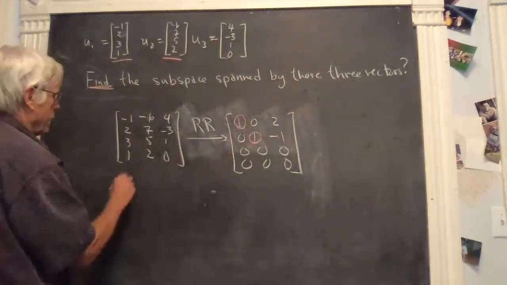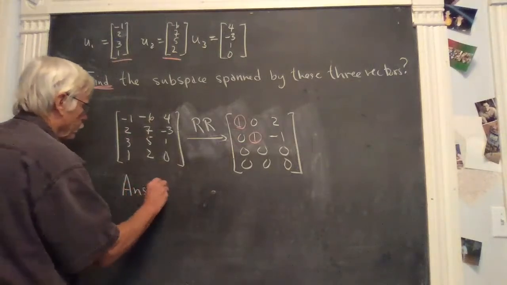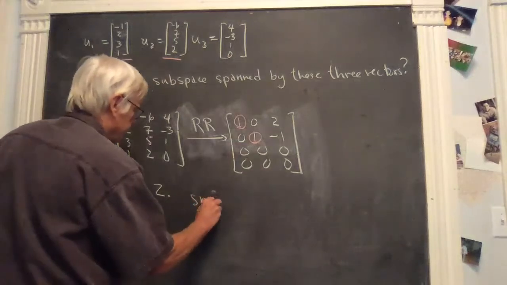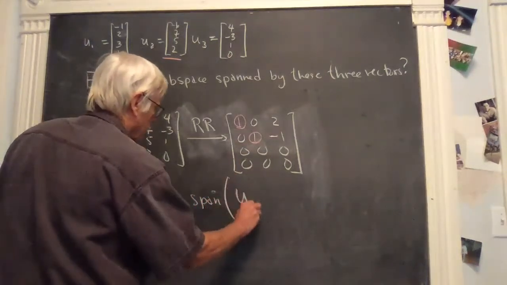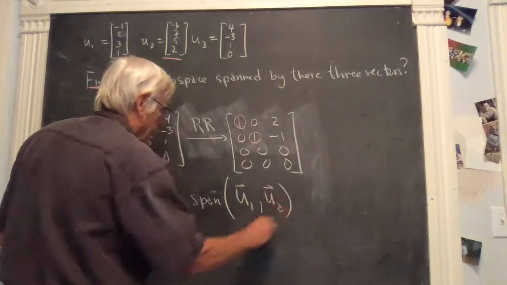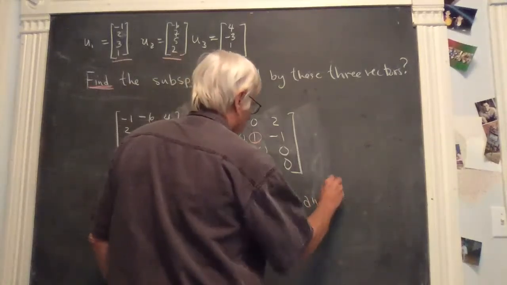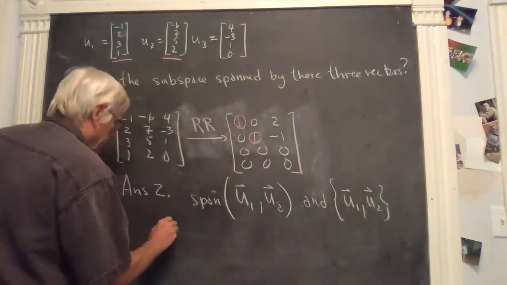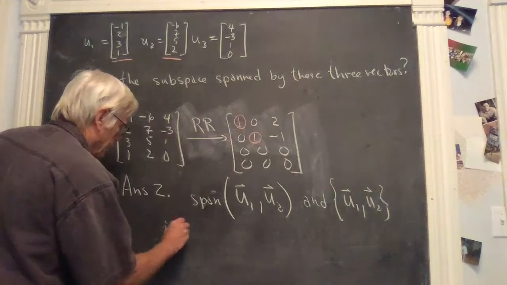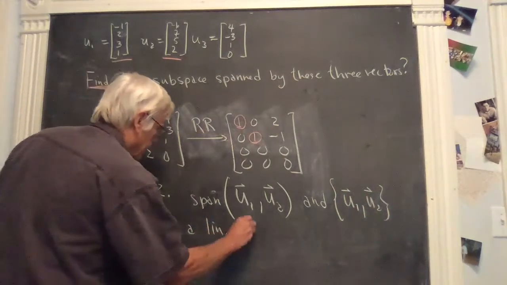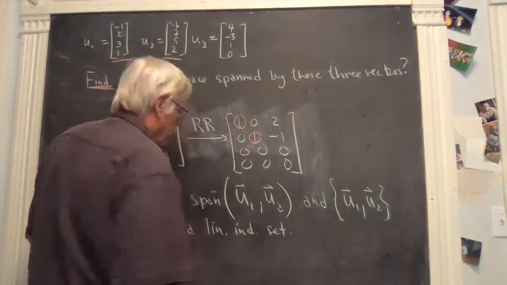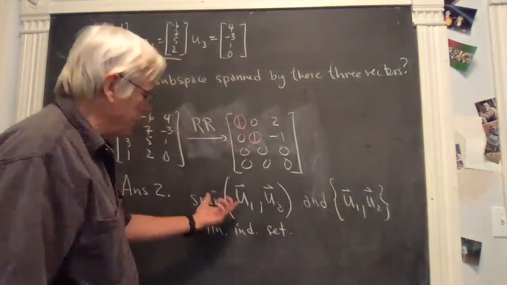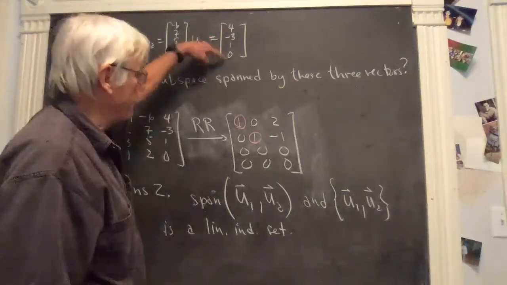So the answer to my question, I'll say answer 2. Answer 1 was the span of all three. Answer 2 is the span of just the first two. And u1 and u2 together are linearly independent, that is, a linearly independent set. This is better information. Because these two are linearly independent, it tells me that the subspace of R4 is a plane.